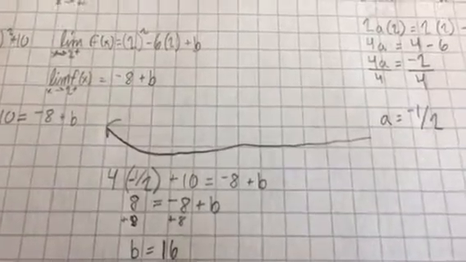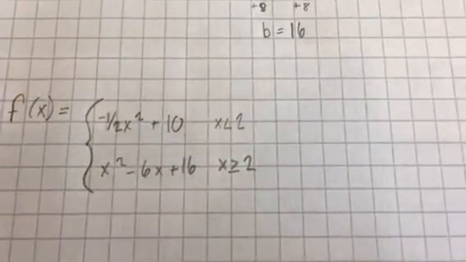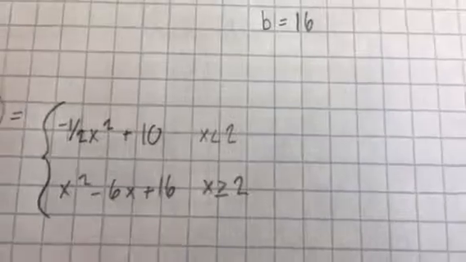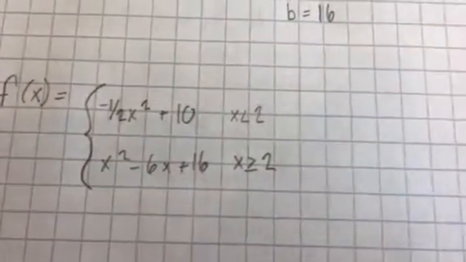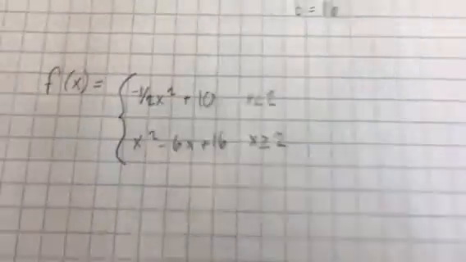So now we have a and b, and all we have to do is plug it back into our piecewise function to get negative 1/2 x squared plus 10, where x is less than 2, and x squared minus 6x plus 16, where x is greater than or equal to 2. And we're done.